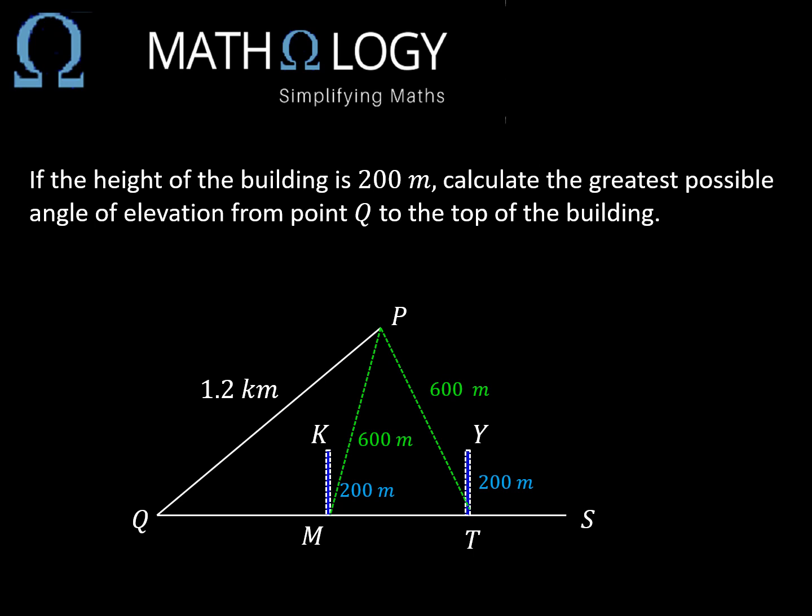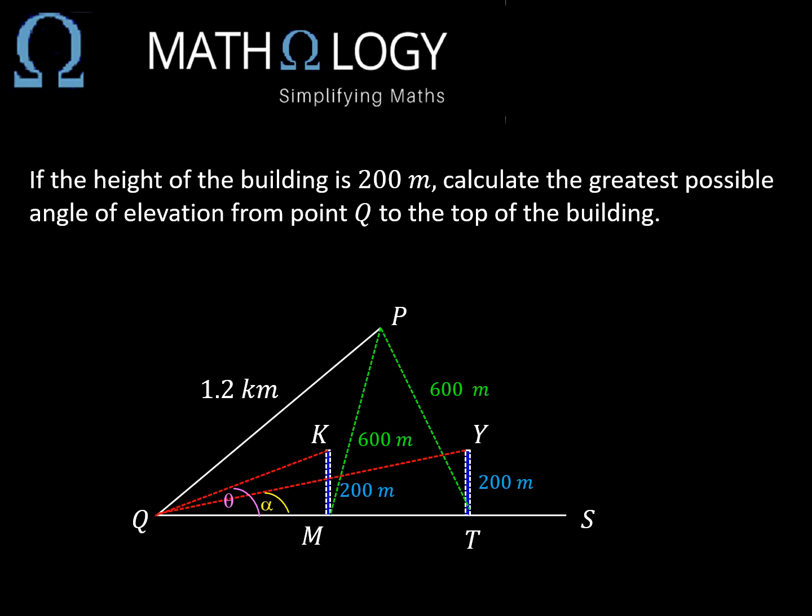To get a better idea of where the building is positioned, consider the angle of elevation from point Q to the top of the building, and relate this to the question. We are required to determine the greatest possible angle of elevation from Q to the top of the building, given the distance between P and Q, and between P and the foot of the building.